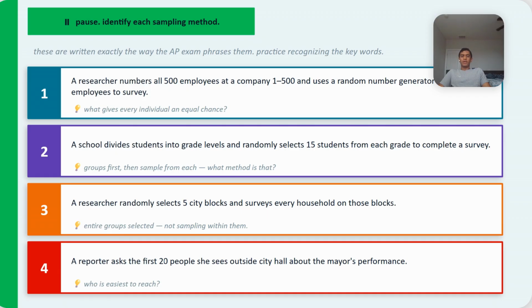Okay, pause the video. Four scenarios. Write down which sampling method each one uses. These are phrased the way the AP exam phrases them. Practice picking out the keywords. The hint on each question points you in the right direction. Pause now.